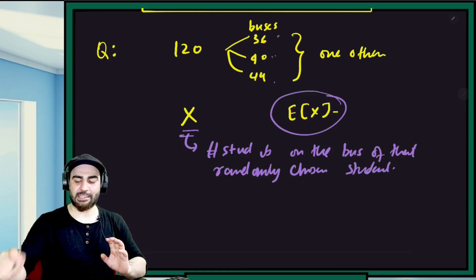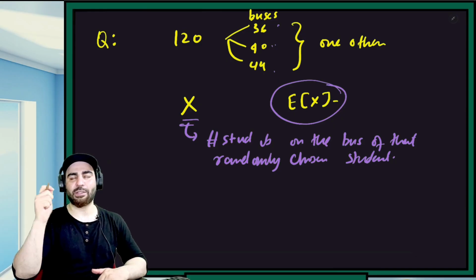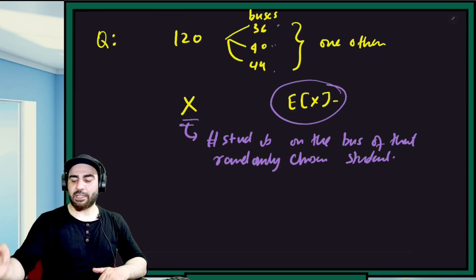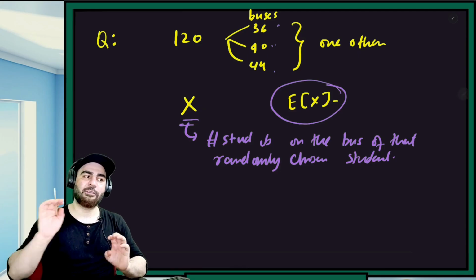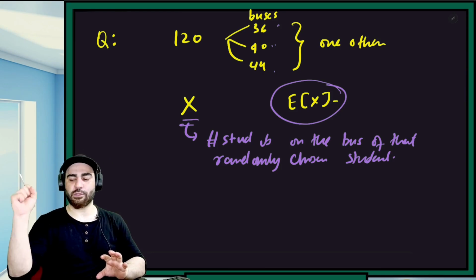So this is that x. Now we have to find the expectation of x. First we should understand the meaning of the expectation of x. What is the meaning of expectation of x? It means what number of students we expect on the bus from which the student was randomly chosen. This is the meaning of expectation.